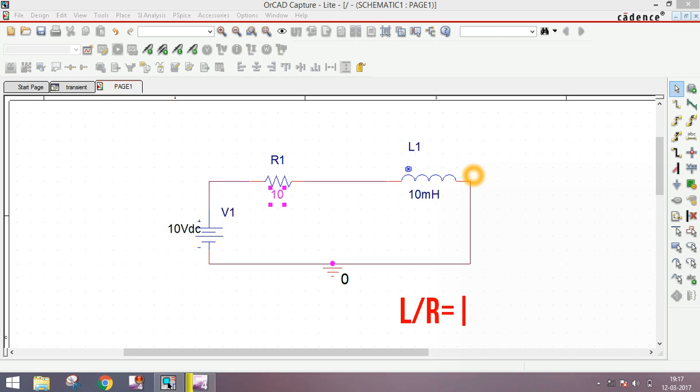What is it here? L is 10 milli, divided by 10 into 10 power minus 3. So you can see 0.001, and we have to go to our final point. What is the final point of analysis? 5 times tau, that means the time constant, that is 0.005. So why do we calculate this? You can see now our circuit is complete.